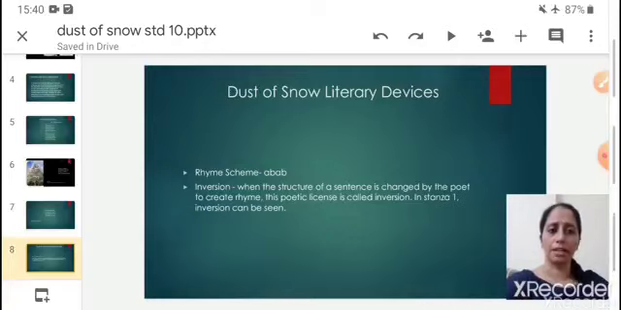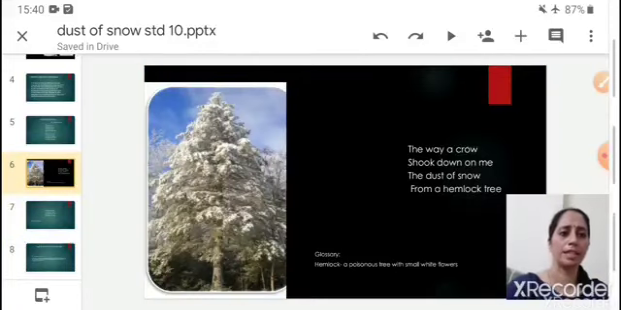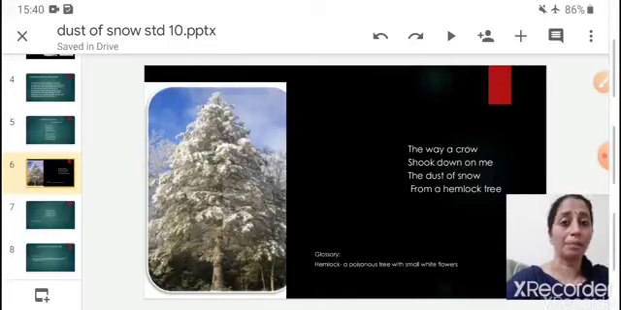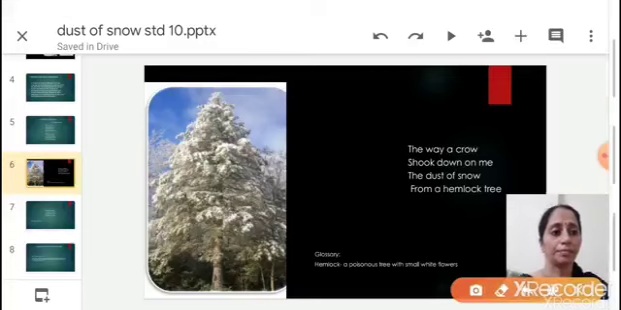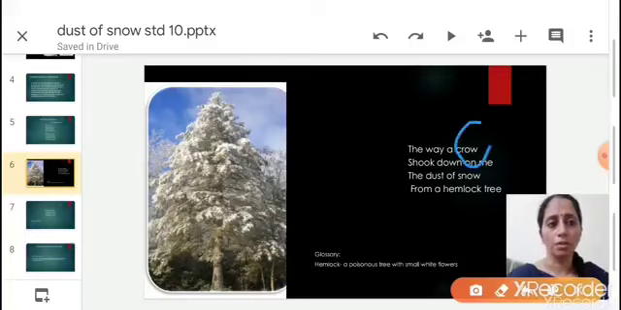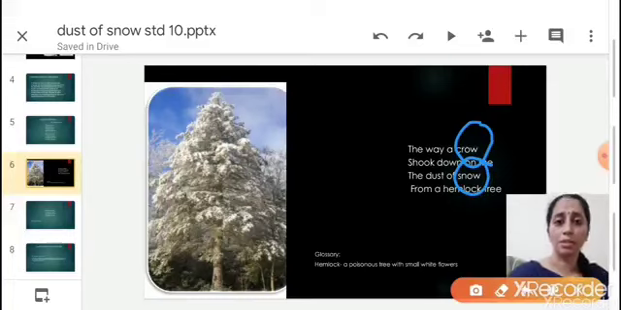Now, let us study the rhyme scheme of the poem. Look at the first stanza. Now, how do we identify the rhyme scheme? Rhyme scheme is identified on the basis of the rhyming words. And how do we come to know about the rhyming words? Yes, let's see. The way a crow shook down on me the dust of snow from a hemlock tree. Now, the words crow and snow, they sound similar. Crow, snow.